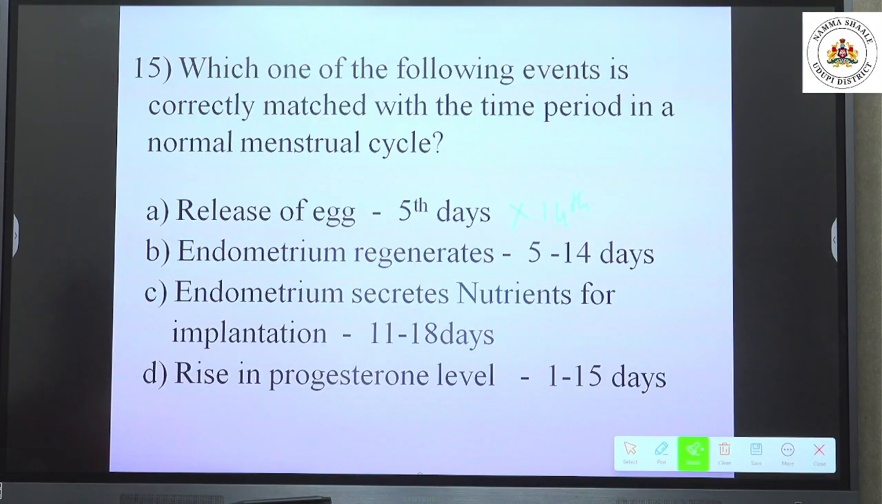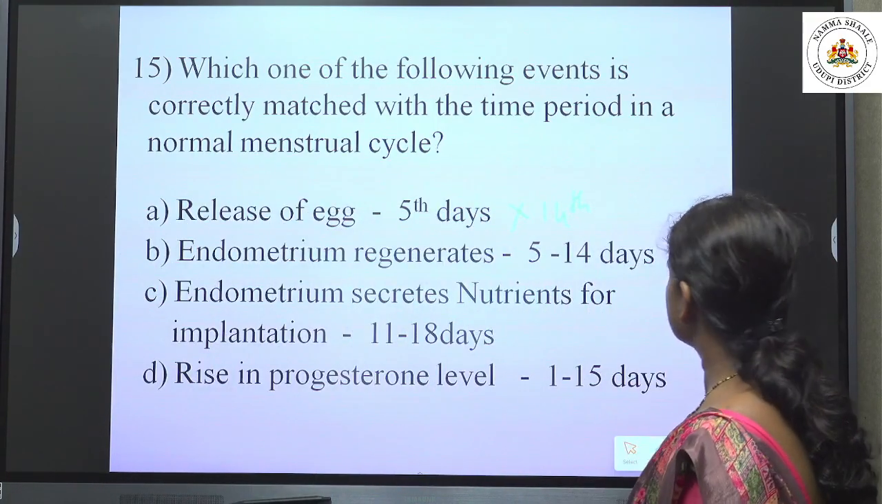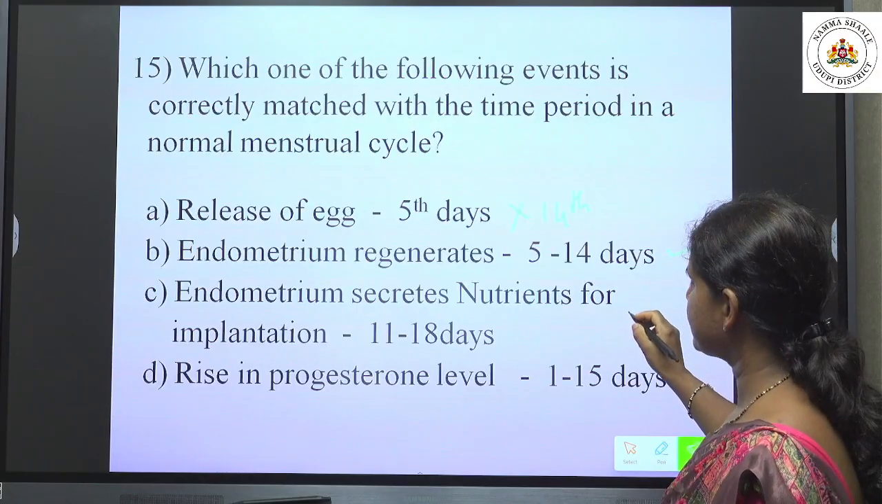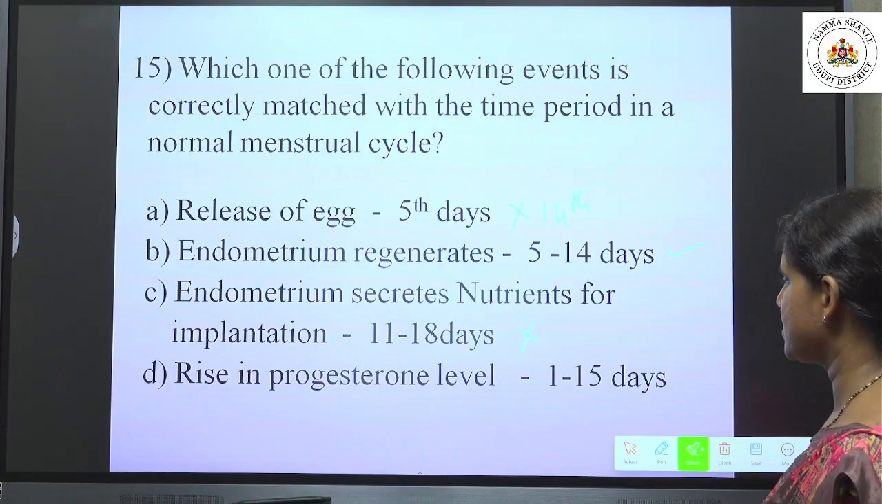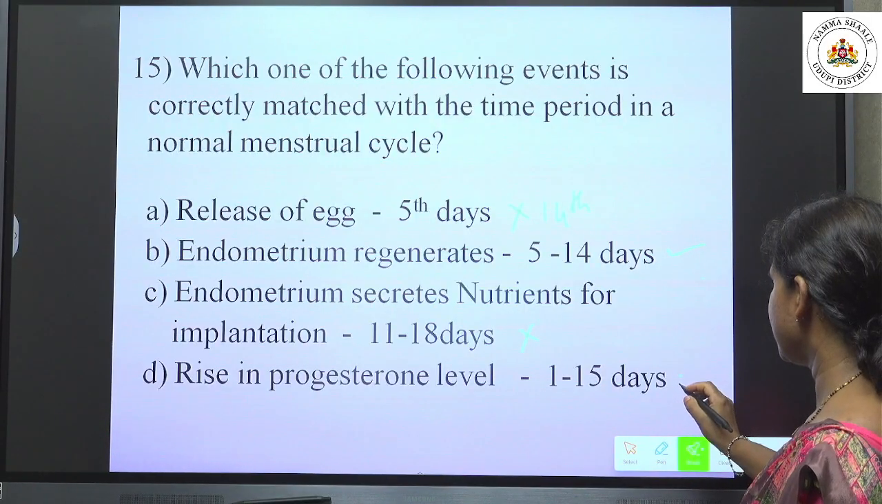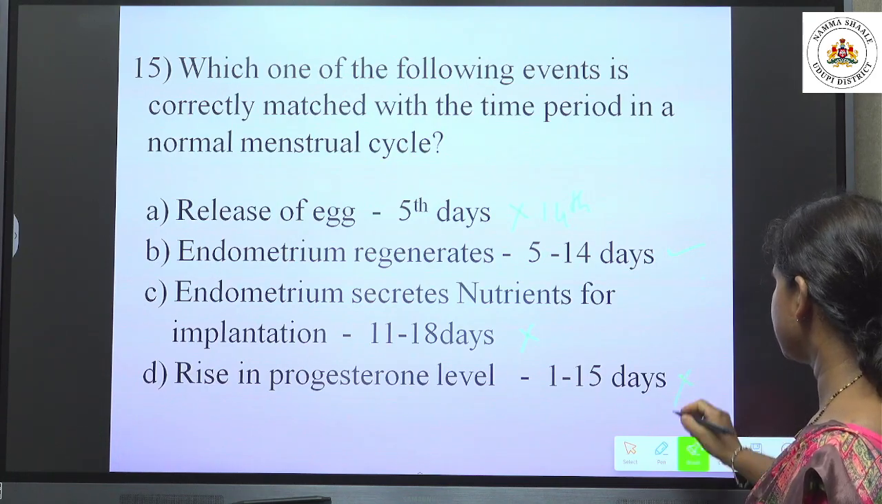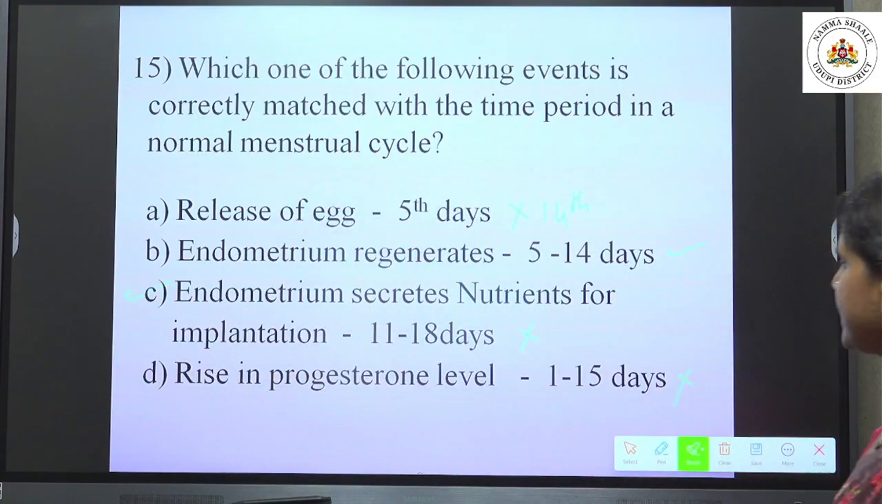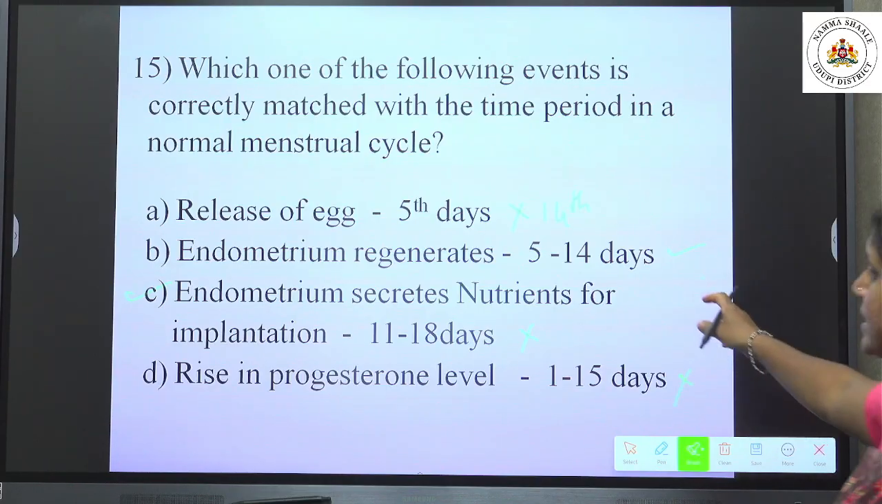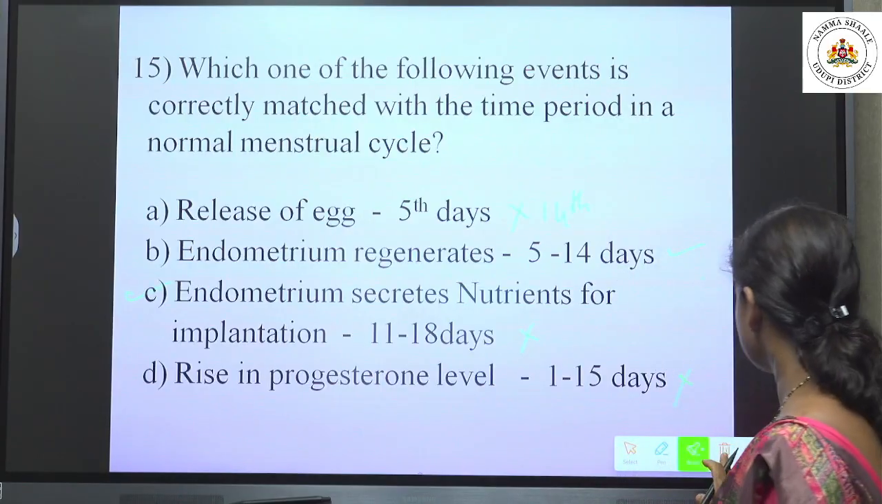So the second option is the correct one. Endometrium secreting nutrients happens only after fertilization. And the rise in progesterone level is after the 14th day, hence this is also wrong. So the correct answer is endometrium regenerates, which is the 5th to 14th day of the menstrual cycle. So option B is correct.